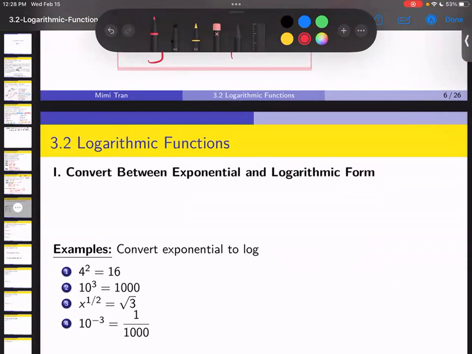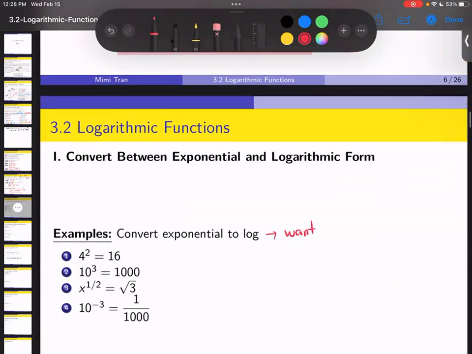All right, let's convert between exponential and log form. If I have... convert exponential to log. So for this question, what do I want? I want log. So let's do that. Log equals something. Log base something of something equals something.